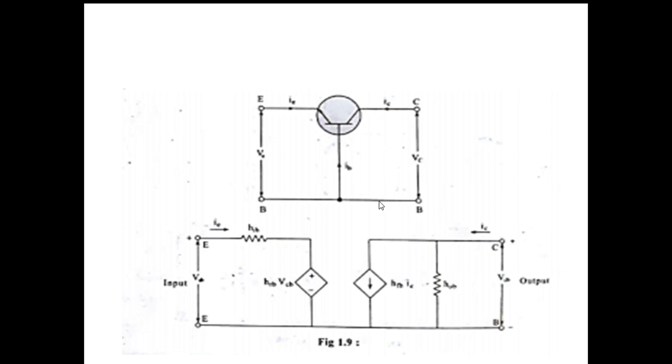Next, across the output terminals, we have to measure the output voltage. The output voltage is measured across a load connected across the output terminals. The amount of current that flows through the load becomes the output current. Output current into resistance becomes the output voltage.